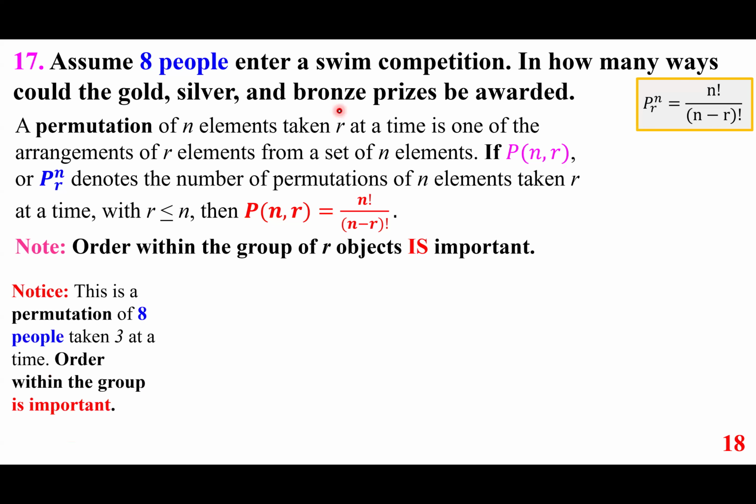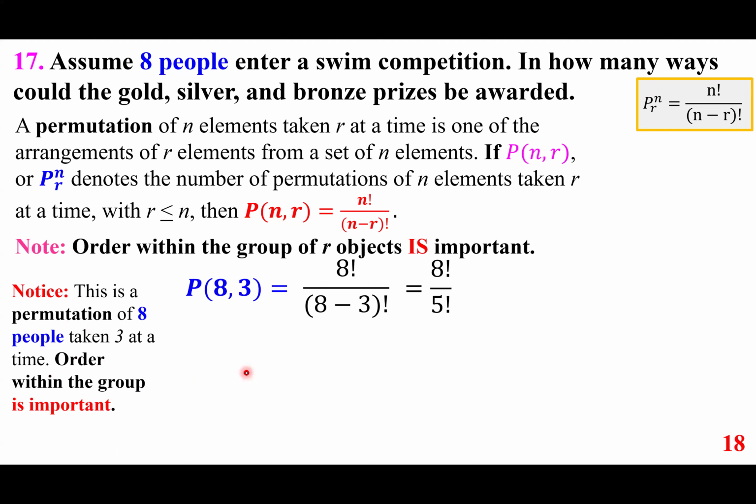Therefore, this is a permutation of 8 people taking 3 at a time, because order within the group is important. You're not just picking 3, more specifically, which one is number 1, which one is number 2, and so on. So it's the permutation of 8 taken 3. So it's 8 factorial over (8 minus 3) factorial, which makes it 8 factorial over 5 factorial.